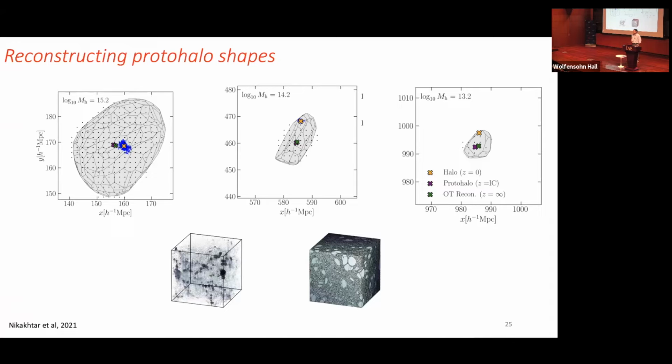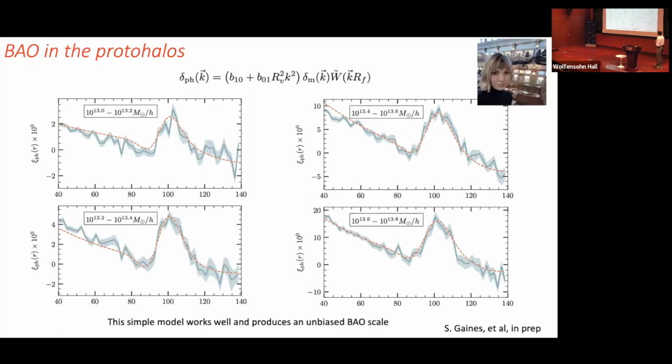Good. So this is one piece of what we're trying to do. If we go ahead and measure what these protohalos look like, we can also try to do BAO with these protohalos as well. This is work that a student of mine has been looking at in the simulations: is the BAO scale in the protohalos itself unbiased out here? And it certainly looks like it is. The advantage here is some of the modeling of the protohalos may be a lot simpler than what we have to do for the galaxies and the halos out there.